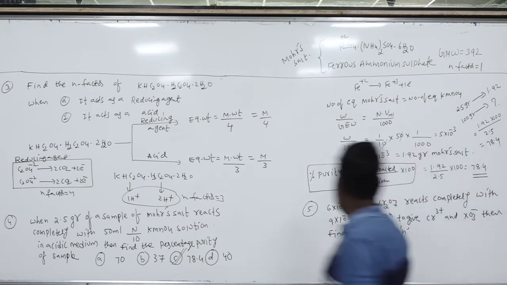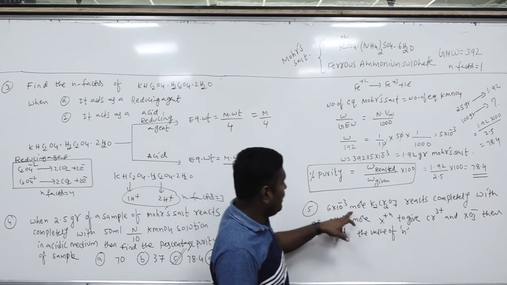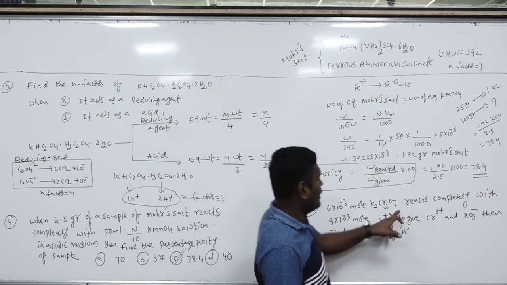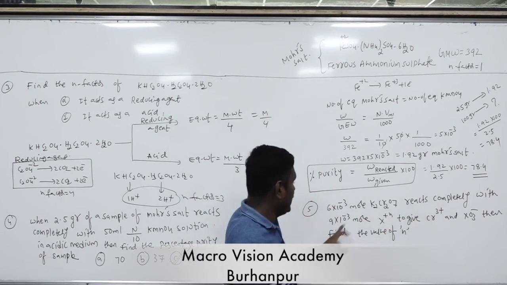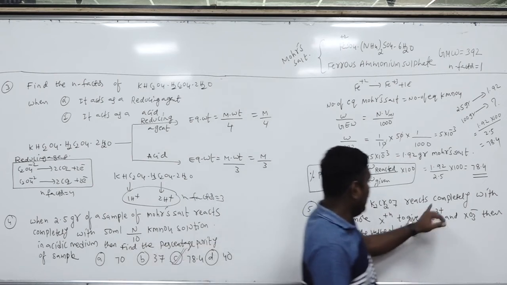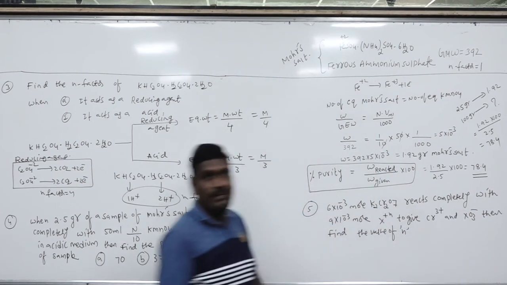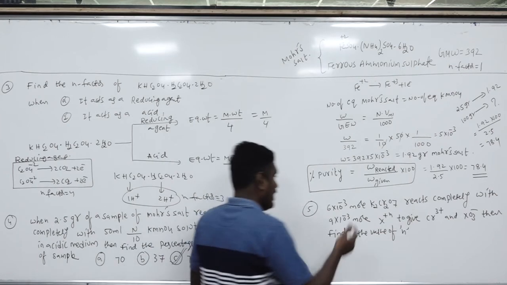Okay. Next, one more question. 6 into 10 raised to minus 3 moles of potassium dichromate react completely with 9 into 10 raised to minus 3 moles of X plus n ions to give Cr plus 3 and XO3 minus. Find the value of n. This is an integer-based question. First of all, write the equation.